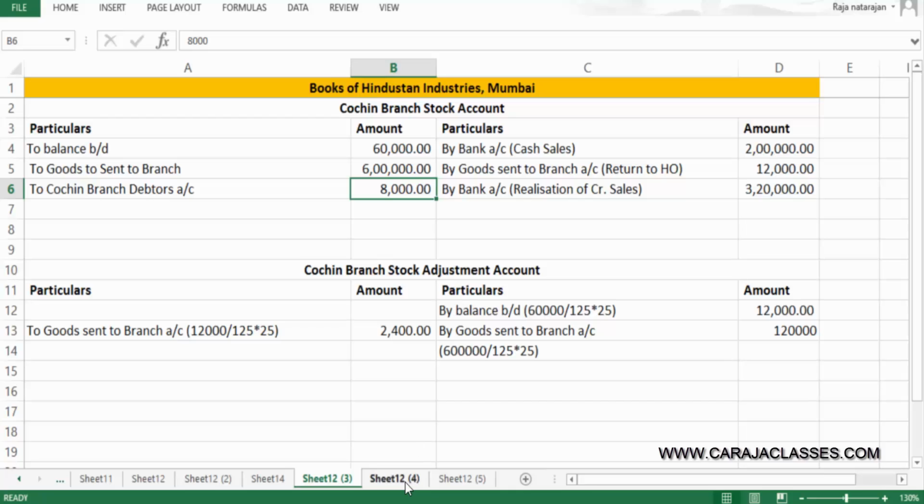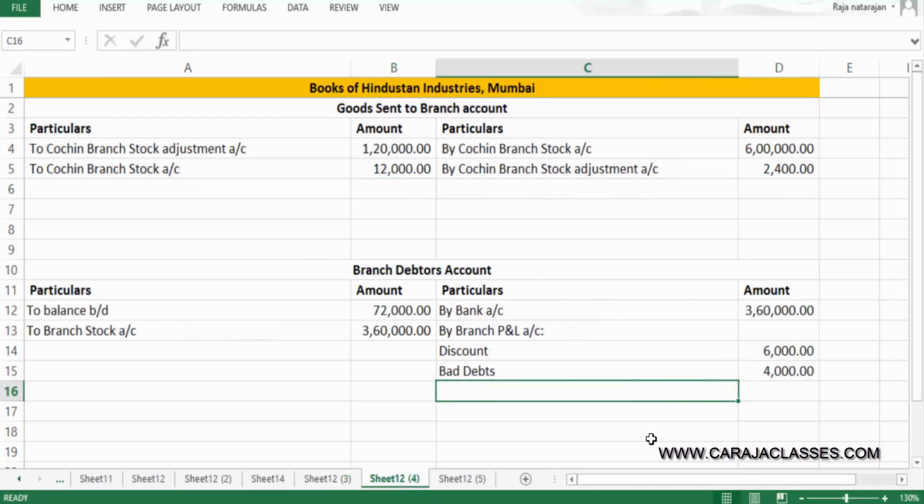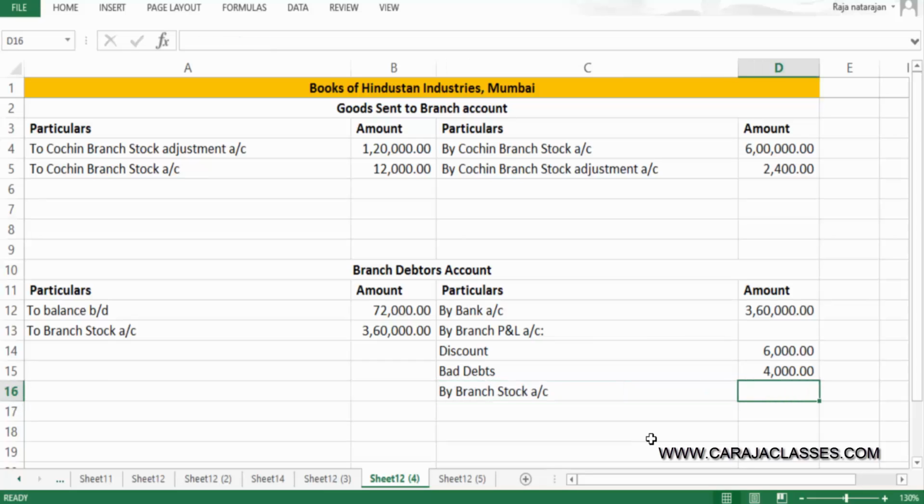Now this will reduce the debtors also, right? So we'll say by branch stock account, it is 8,000. So we are giving effect to the reduction in debtors.